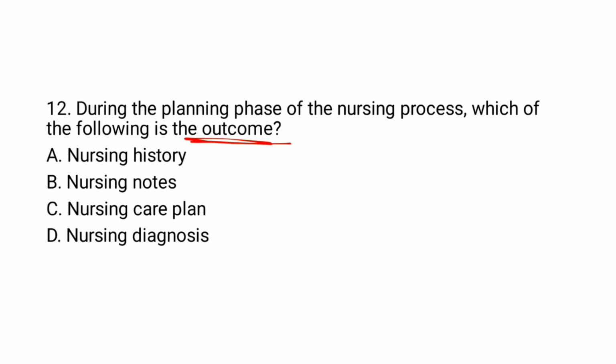A. Nursing history. B. Nursing notes. Letter C. Nursing care plan. And letter D. Nursing diagnosis. Our answer here is letter C. Nursing care plan. The outcome or the product of the planning phase of the nursing process is the nursing care plan. Again, the outcome or the product of the planning phase of the nursing process is a nursing care plan.